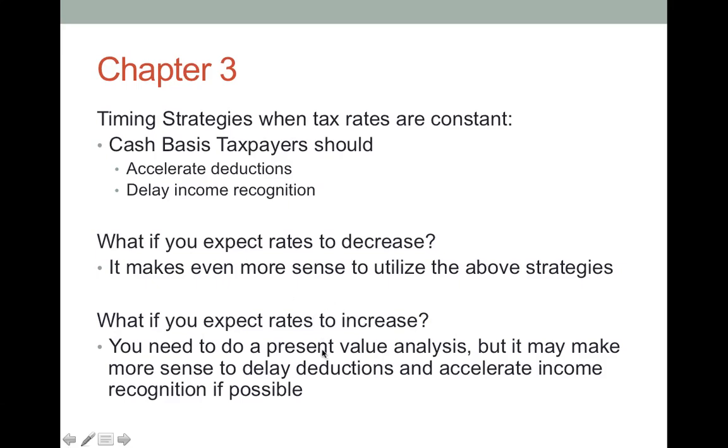If you expect tax rates to increase, if your tax rate is currently 20% and you think it's going to be 30% next year, then these strategies might not make sense and you might actually want to do the opposite. You would still want to do a present value calculation, but probably you'd want to do the opposite, but you'd want to run the numbers to just confirm that that's correct. So if you think rates are going to increase, then you might want to accelerate your income to pay tax at the lower rate, and you might want to push your deductions into the future so that your tax savings is driven by that higher tax rate.